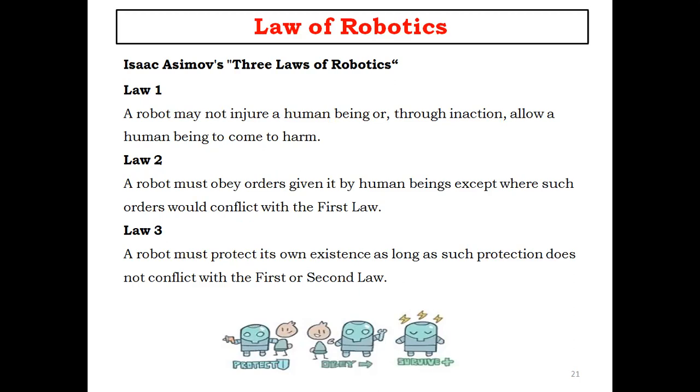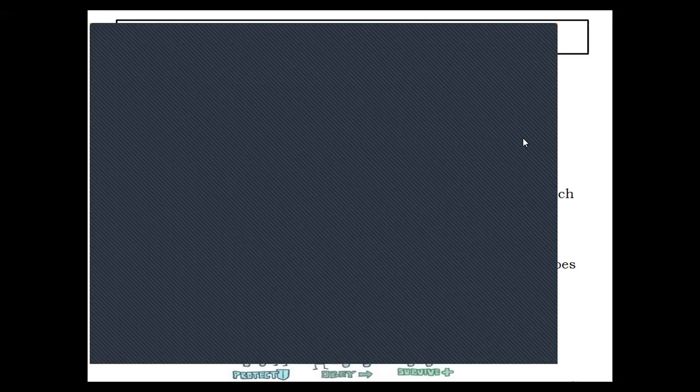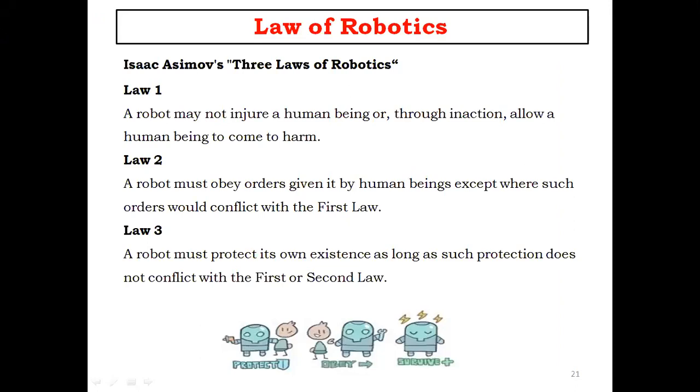The third law is a robot must protect its own existence as long as such protection does not conflict with the first or second law. So it has to protect its own existence, but at the same time it has to obey the orders given by human beings and should not injure the human being. These are the laws defined by Isaac Asimov, and these three laws must be constantly followed when we are designing robots.